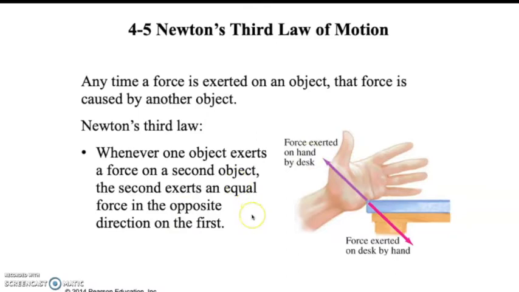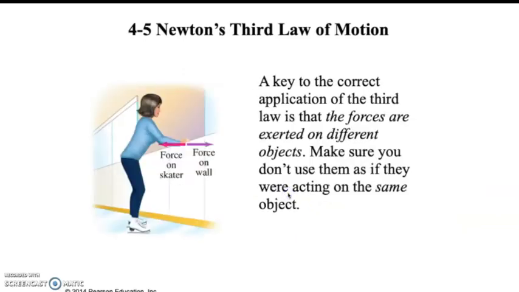Whenever one object exerts a force on a second object, the second object exerts an equal force in the opposite direction of the first force. So forces are equal and opposite when they are applied by one object to another. And the big thing is this: the forces are exerted on different objects, so they're not acting on the same object. Like in this case, you have a skater pushing off of the wall. The skater applies a force to the wall, but the wall is now applying a force to the skater. So you can see that the two forces are equal, but in opposite directions, and they're on different objects.